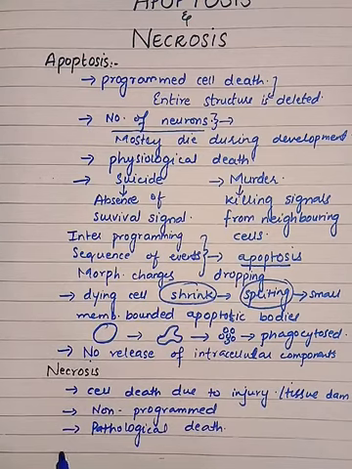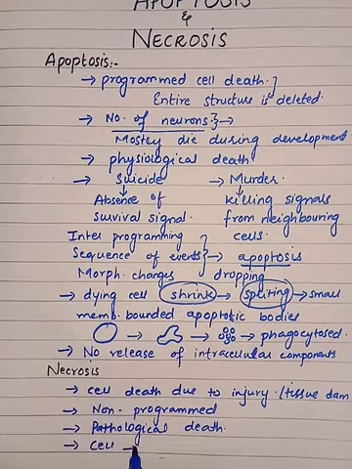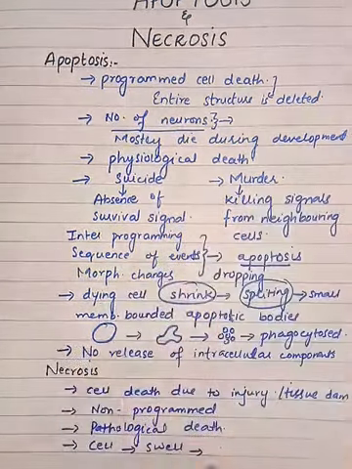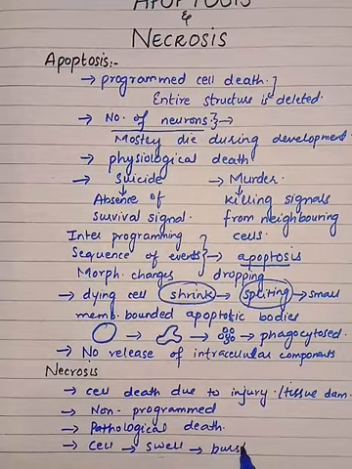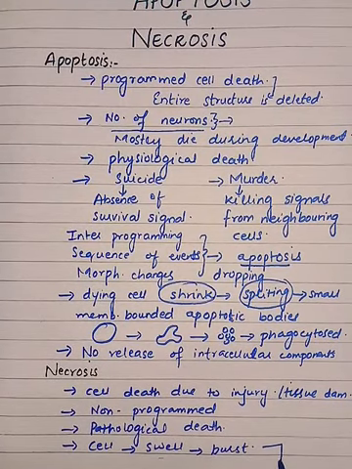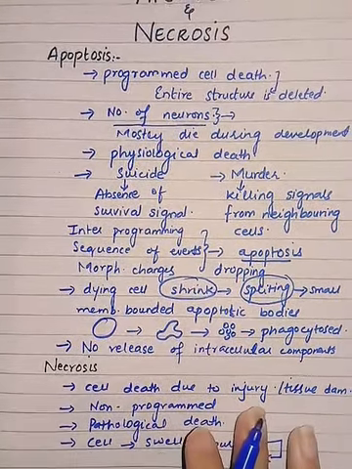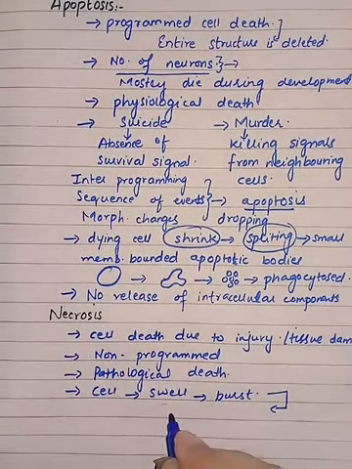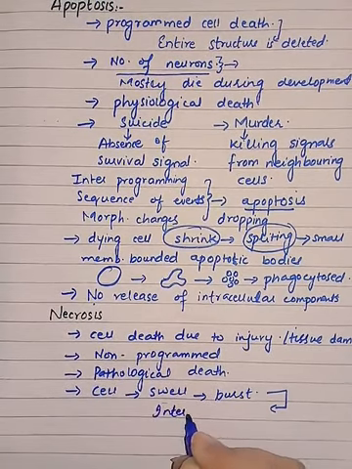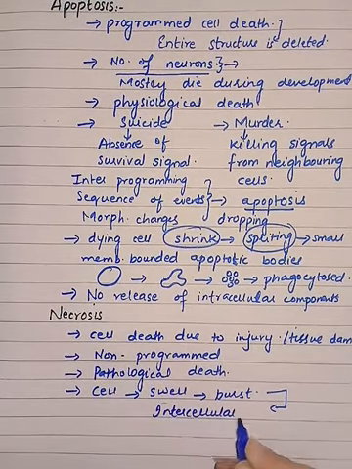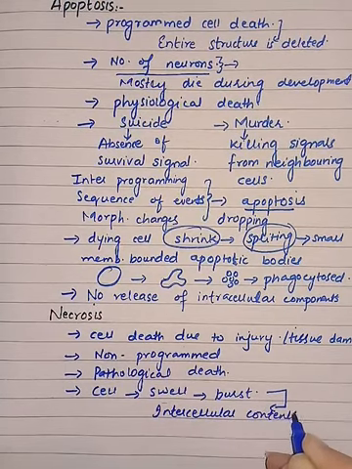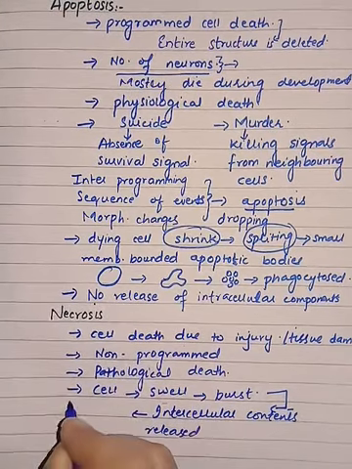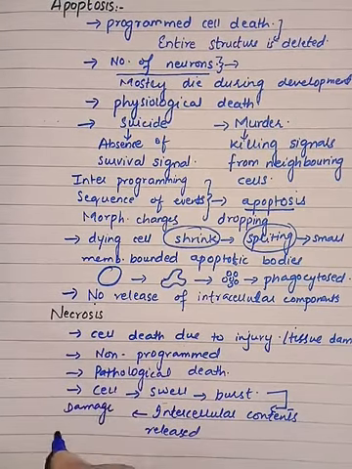In this case, the cell will swell, and ultimately it will burst, and obviously if the cell bursts, its contents will be released in the extracellular matrix. Internal contents are released. They will damage the healthy cells.